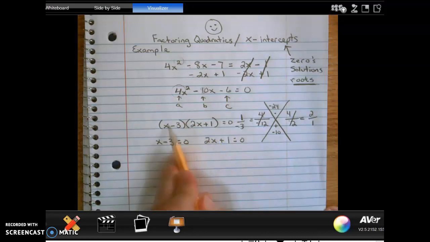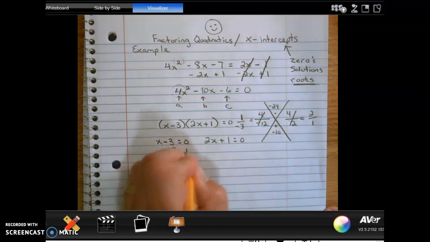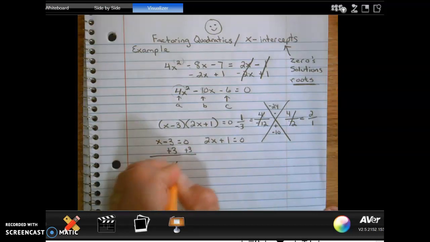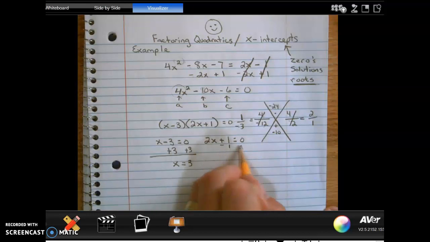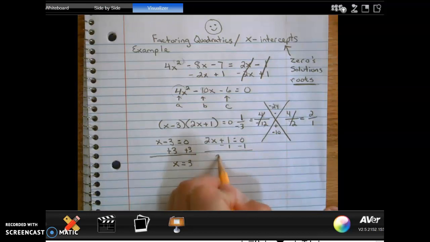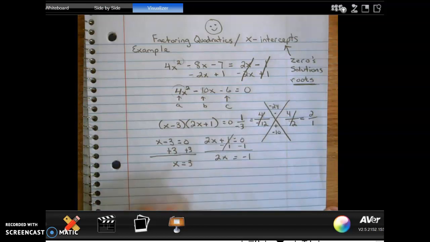So since these are both equal to 0, we can set each one equal to 0 and solve for x. So one of our solutions is x equals 3. And then the other solution, now be careful, you've got to cancel both of those out. So we're canceling out the 1 first. And then we have to cancel out the multiply with division.